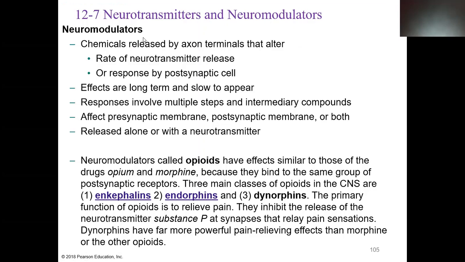Neuromodulators are chemicals that can be released by the axon terminal that will change the rate of neurotransmitter release or the response by the postsynaptic cell. So some neuromodulators, like opioids, will cause you to not feel pain while you're going through a very intense situation. Like in domestic abuse, if a woman is being beaten, she usually does not feel pain at that point in time, because as the neurotransmitters are all going through her body, she can also have these neuromodulators that help keep her away from the feelings of pain.